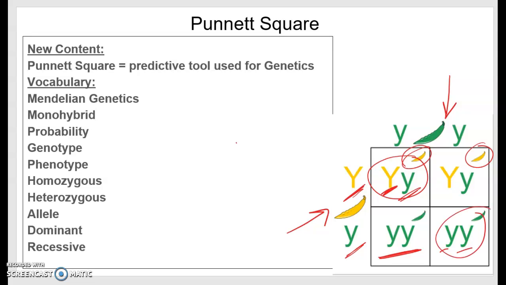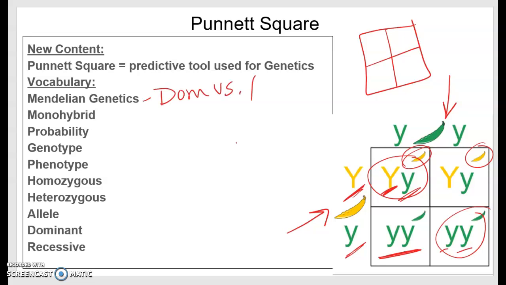So this box over here, this four square, is just considered to be a Punnett square, named after Reginald Punnett. We're talking about classical Mendelian genetics, where something is dominant over something that is hidden or masked or recessive. Monohybrid just means one trait at a time that we're going to examine. Probability is the likelihood, the chance that something will occur.